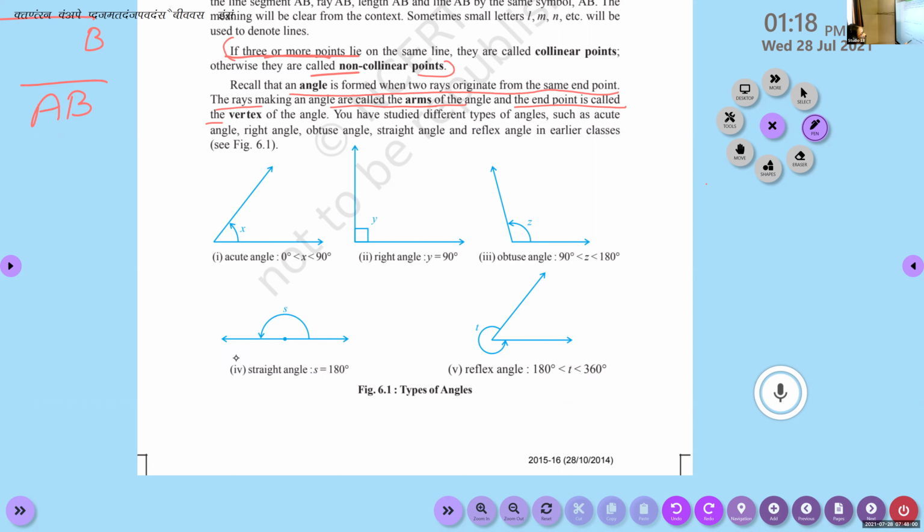Types of angles. A complete angle means it forms a point. 360 total, 360. Total angle here it is 360.